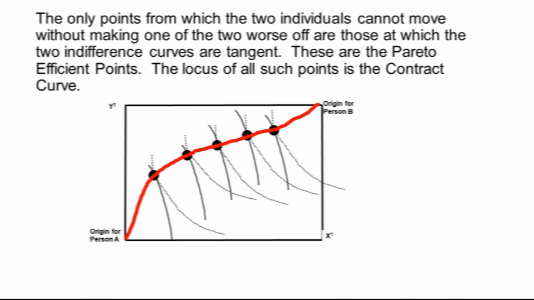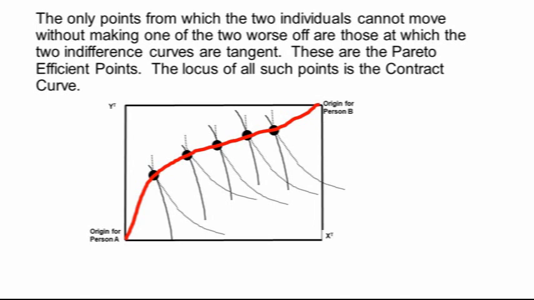So the only time that I can't do that is if there's no space between the indifference curves. Well, we know what that is. That's when the two indifference curves are tangent. When the two indifference curves are tangent, I cannot make one person better off without making the other one worse off. We've already said that those are what are called Pareto efficient points. So when the indifference curves are tangent to each other, I have a Pareto efficient point. When I connect all of those Pareto efficient points, I have what's known as the contract curve. The contract curve is the locus of points that are Pareto efficient.